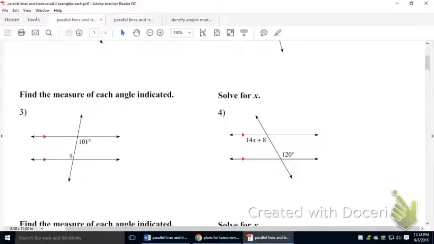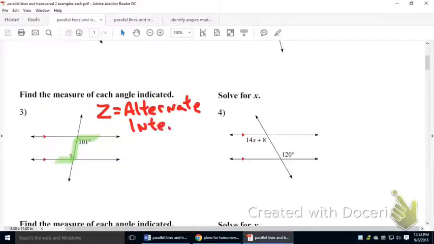Numbers 3 and 4, we notice are the Z pattern for both of those. The Z pattern is alternate interior angles. They're on the inside and they're on alternating sides of the transversal. So we also know that alternate interior angles are congruent, so very quickly that question mark has to be 101.